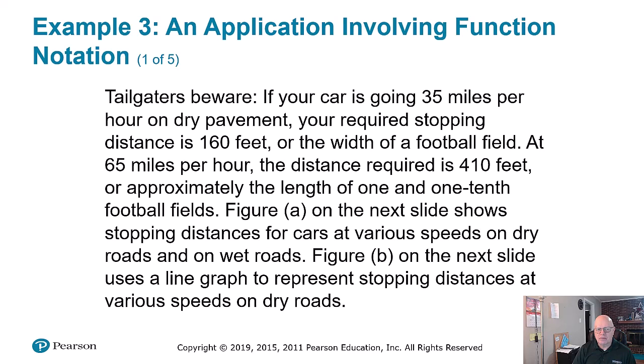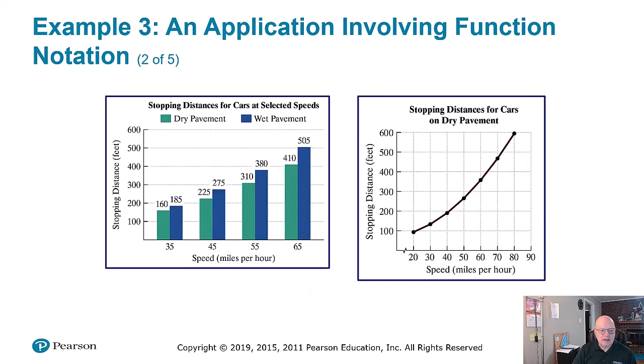Okay, so tailgaters beware. You can read this. Pause it a second. We'll see a figure on the next slide that shows you the graph of the distances and the speed. Here along the horizontal axis, you'll see the speed. And for each of those speeds, it tells you what the stopping distance is.